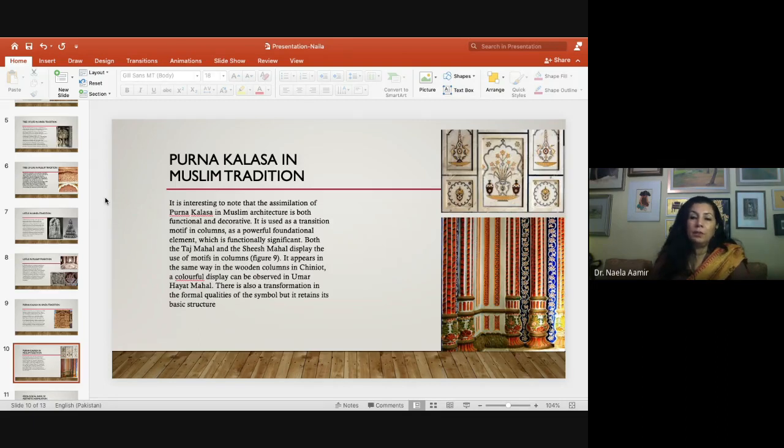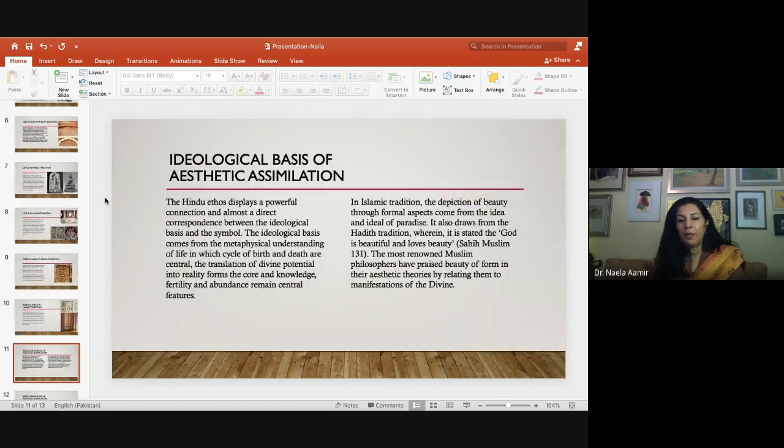Both the Taj Mahal and the Sheesh Mahal display the use of motifs in columns. It appears the same way in the Pietra Dura slide also. In columns in Chiniot, a colorful display can be observed in Umar Hayat Mahal. It is currently a library, Umar Hayat Library, and there is also a transformation in the formal quality of symbol, but it retains its basic structure. This is the slide on the bottom that is being presented right now.